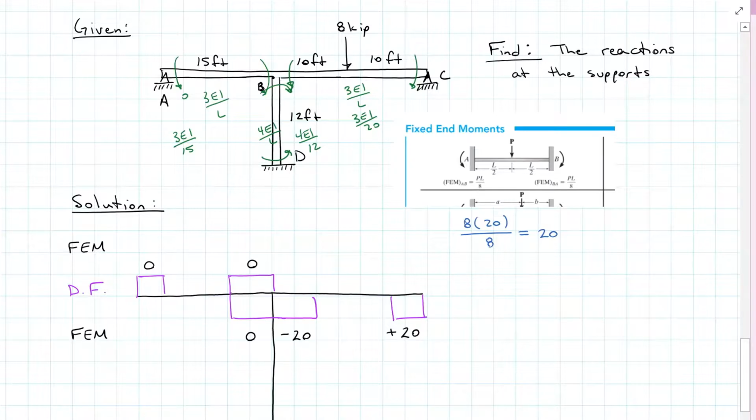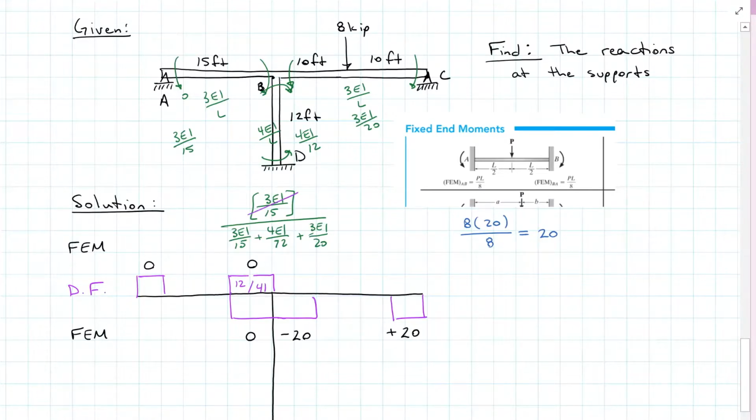So that means for the AB side, at B, we're going to have 3EI over 15 divided by 3EI over 15 plus 4EI over 12 plus 3EI over 20, because I've got 3 members coming into B. On the AB side, that gives us a value of 12 divided by 41.